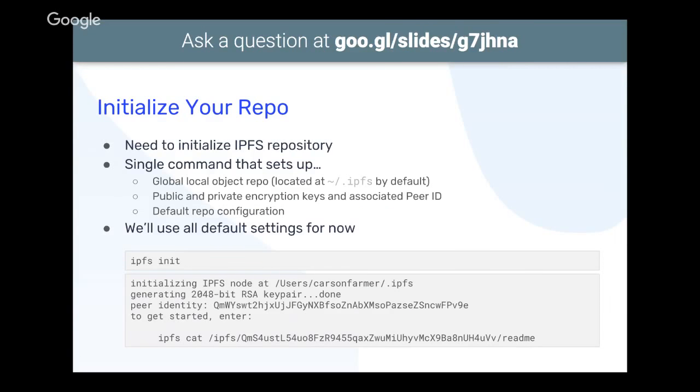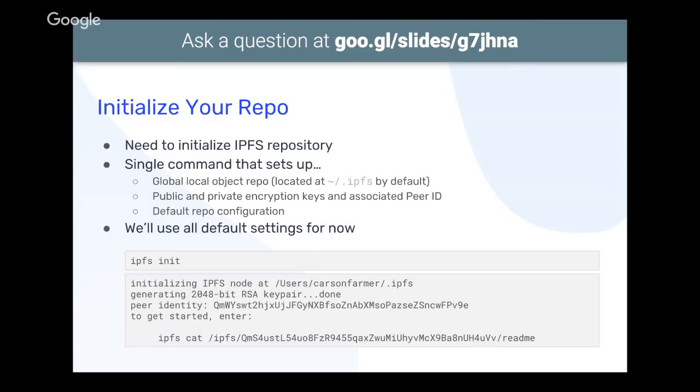So we'll move on. Once we have IPFS installed, we need to initialize our repository. We're going to do that using a single command called ipfs init. By default, it creates our local global repository in your user directory, in a hidden folder called .ipfs. When it does that, it also generates public and private encryption keys and an associated peer ID. We're going to talk more about that on Thursday.